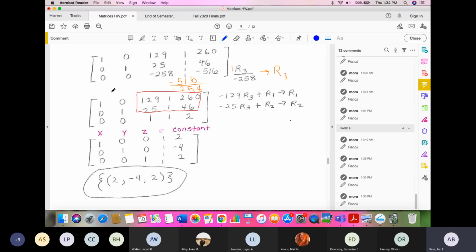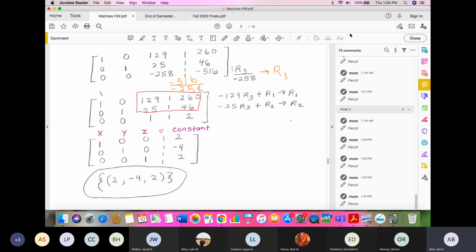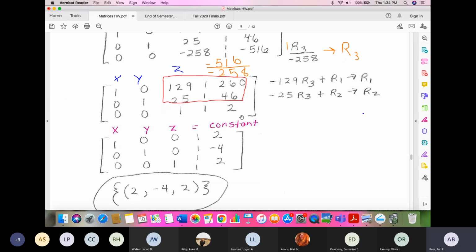This is the X column. I've got to finish the X column, X. This is the Y. This is the Z. And this is the constant on this side.